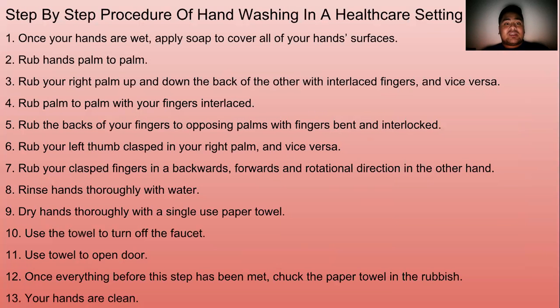So here I have displayed the hand washing process using water and soap, and it should take around 40 to 60 seconds. So it is 1. Once your hands are wet, apply soap to cover all of your hand surfaces. 2. Rub hands palm to palm. 3. Rub your palm up and down the back of the other with interlaced fingers and vice versa. 4. Rub palm to palm with your fingers interlaced. 5. Rub the backs of your fingers to opposing palms with fingers bent and interlocked. 6. Rub your left thumb clasped in your right palm and vice versa. 7. Rub your clasped fingers in backwards, forwards, and rotational directions in the other hand.